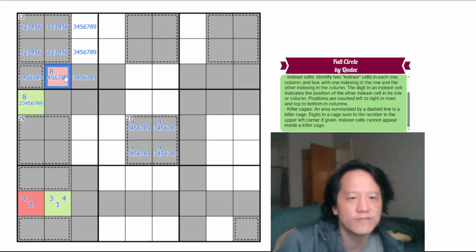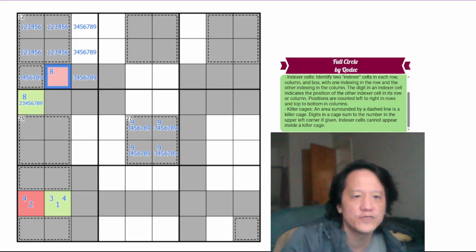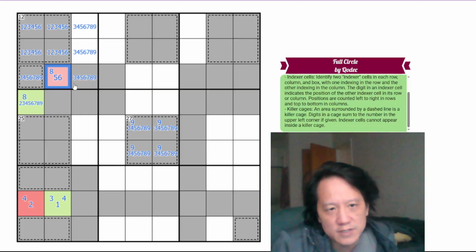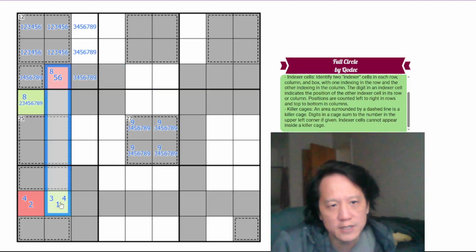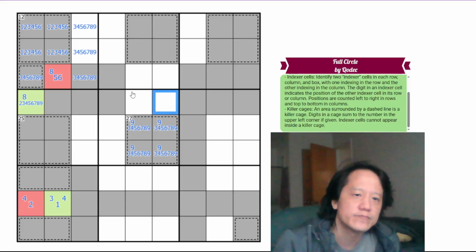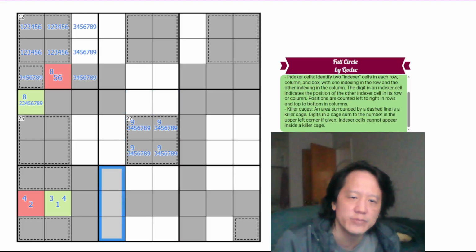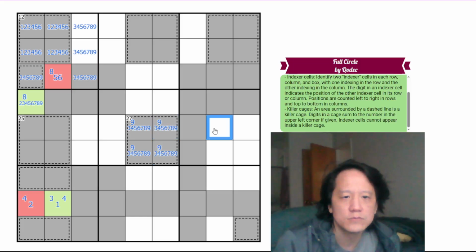It cannot be 4. It has to be 5 or 6 here. So this is 5 or 6 if it's indexing the row. Otherwise, it's 8 indexing the column. So we've guaranteed 1 here, 1 here, 1 here, 1 here. So the rest of column 4 cannot be indexer. These are both indexers.